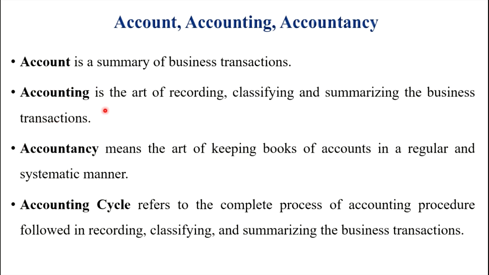Then accounting. Accounting is the art of recording, classifying and summarizing the business transactions. Then accountancy means the art of keeping books of account in a regular and systematic manner. An accounting cycle refers to the complete process of accounting procedures followed in recording, classifying and summarizing the business transaction. This recording, classifying and summarizing we are going to see in detail in coming videos.